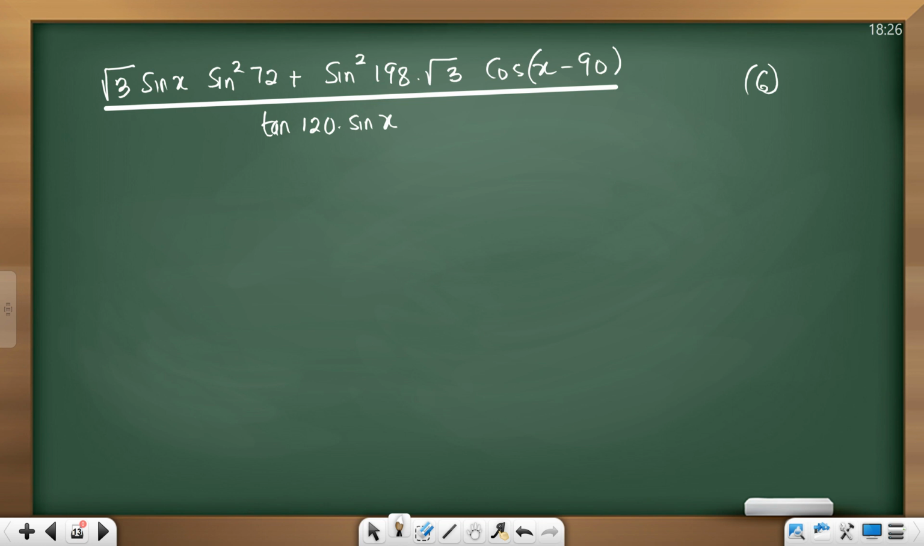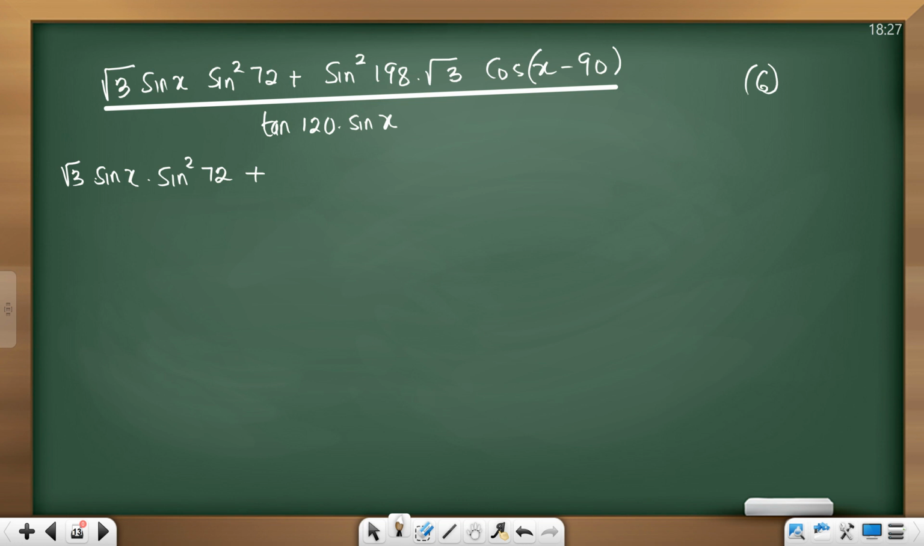Guys, let's tackle this. I'm loving this already. There's nothing I'm going to do to root 3. Let's just leave it. There's nothing I'm going to do to sine x. Let's leave it. Sine 72, there's nothing I'm going to do to it. 72 is already smaller than 90. Let's leave it. Plus, now, sine 198.